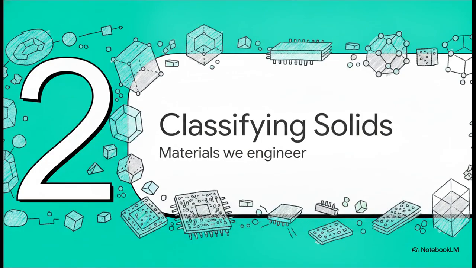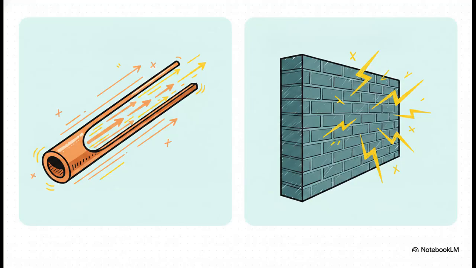All right, Section 2, classifying solids. Taking these numbers and looking at the actual materials we engineer. So, we have this massive night and day contrast in conductivity between different types of solids. On one hand, you have conductors, like copper, which just let electrons flow completely freely. Then, on the totally opposite end of the spectrum, we have insulators, like porcelain. They have a remarkably low conductivity, essentially blocking electrical flow entirely.